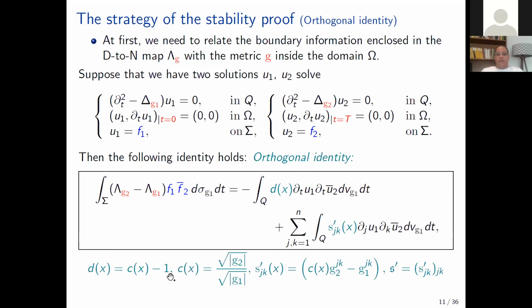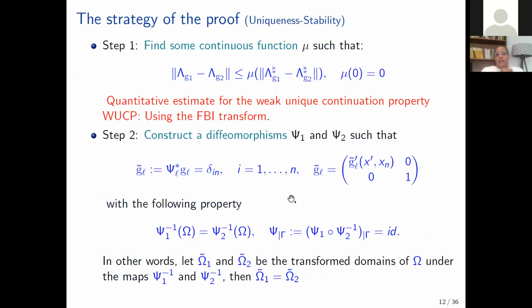So d is c minus 1, c is given by this function, and s prime is a tensor whose coefficients can be expressed by the difference between the inverses of the metrics g1 and g2. So this is a very important identity because it relates the boundary information with what we hope to identify, g1 minus g2. Then using this orthogonal identity, we can devise the proof in four steps.